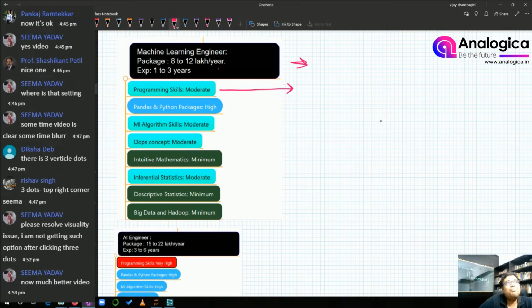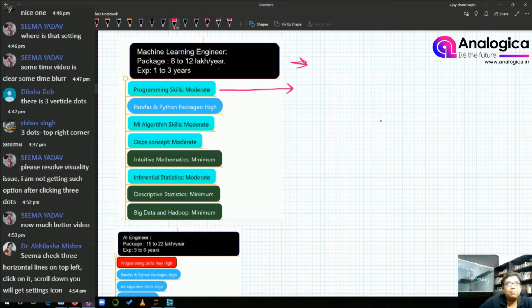But the knowledge of pandas and Python packages, I'm not saying building packages, using Python and pandas packages, is the most important aspect of a machine learning engineer's bread and butter. Pandas is what? I'm going to tell you what pandas is. Pandas is a package. Okay, what package is it? It is just the Python equivalent of an Excel sheet.